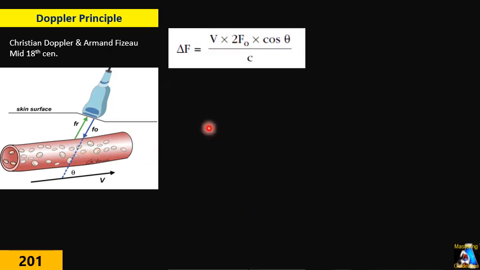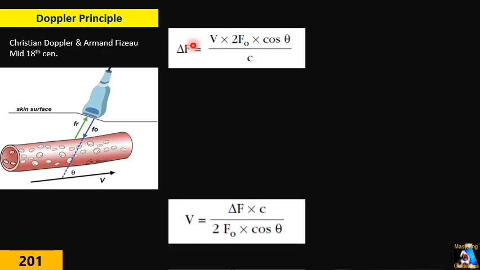With this formula, we can calculate exactly those changes that we call the Doppler shift. Doppler shift means the difference between the frequency of the sound wave that has been sent and the frequency of the sound that reflected and came back to the probe. The probe already knows what frequency has been sent, and when it comes back, it can detect the frequency of the reflected sound. So it calculates the Doppler shift.